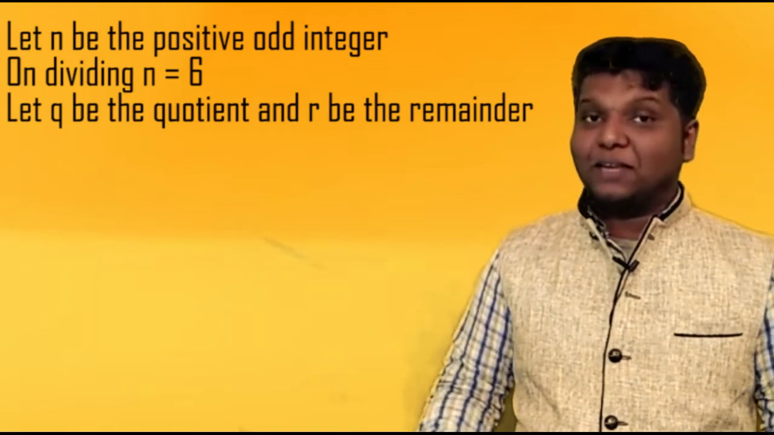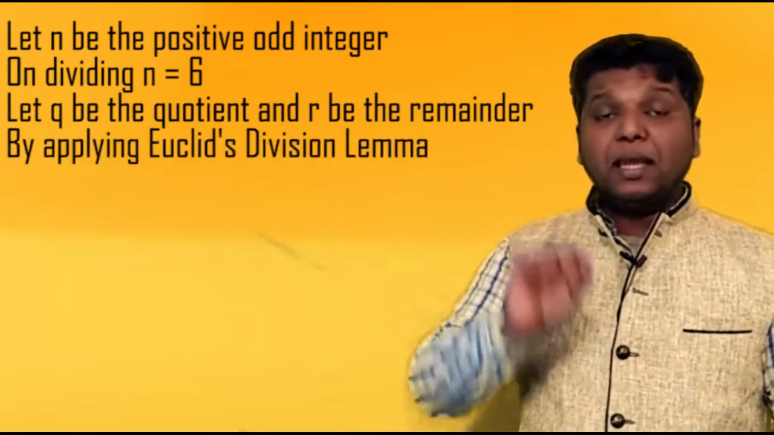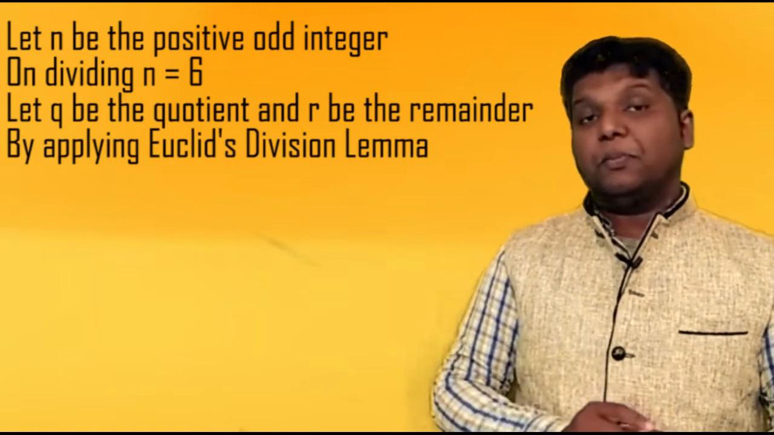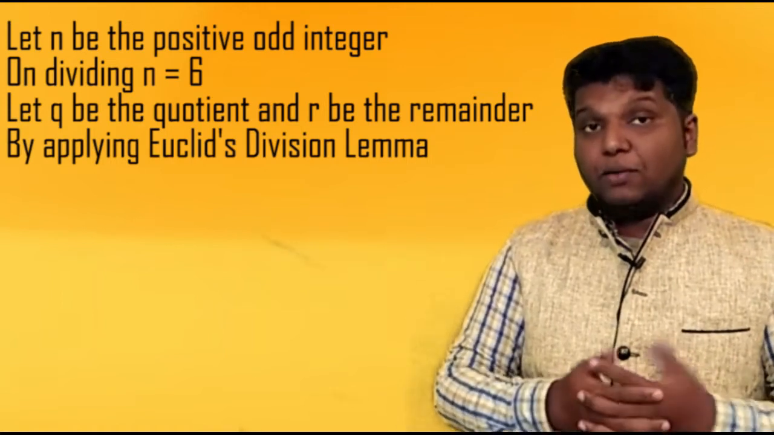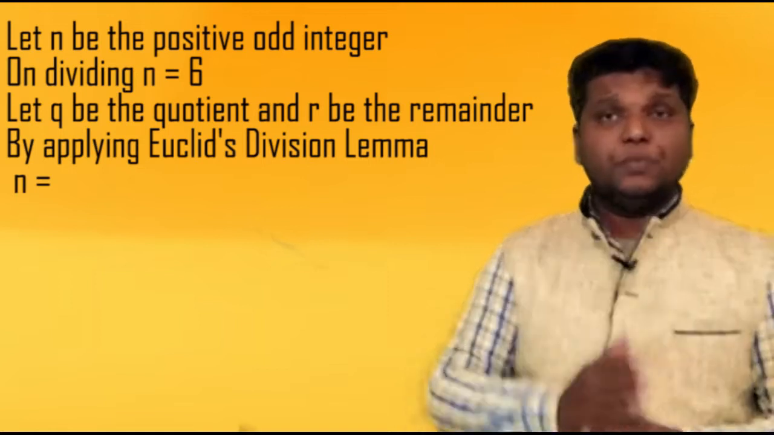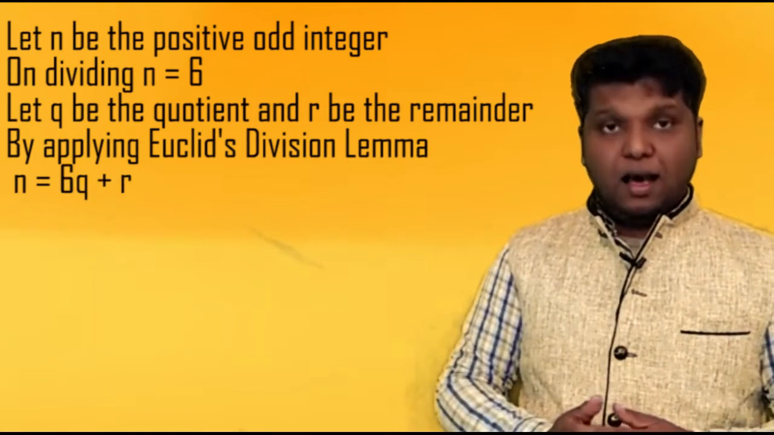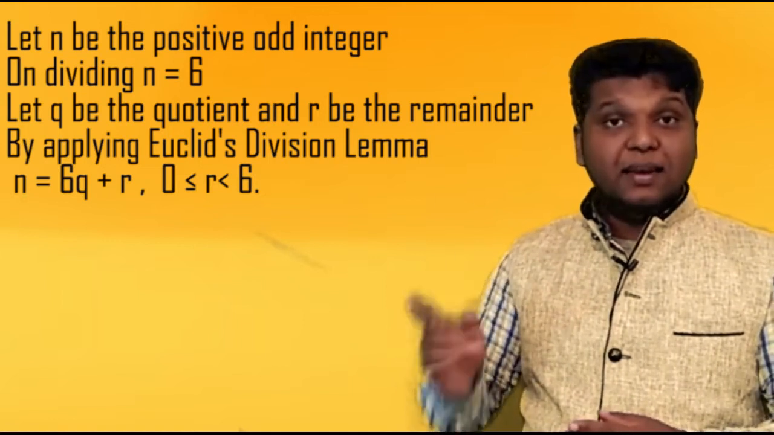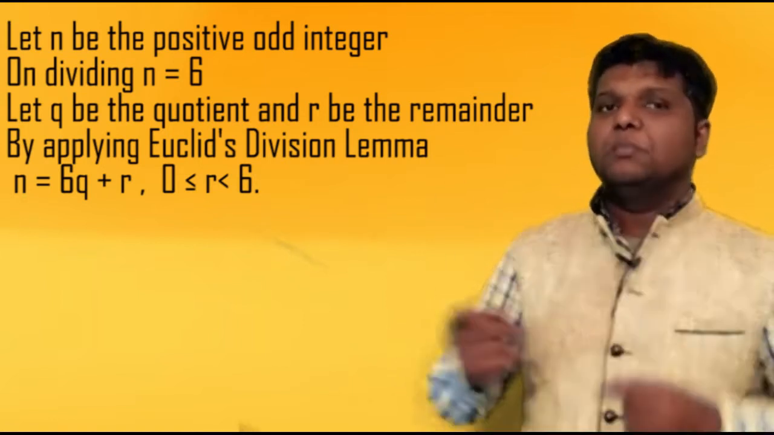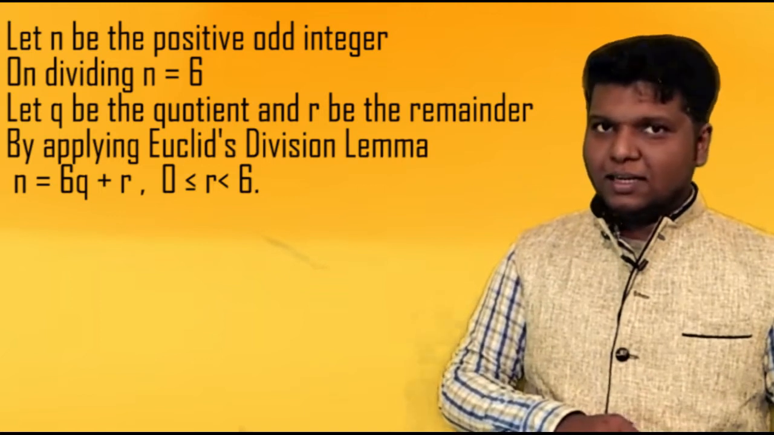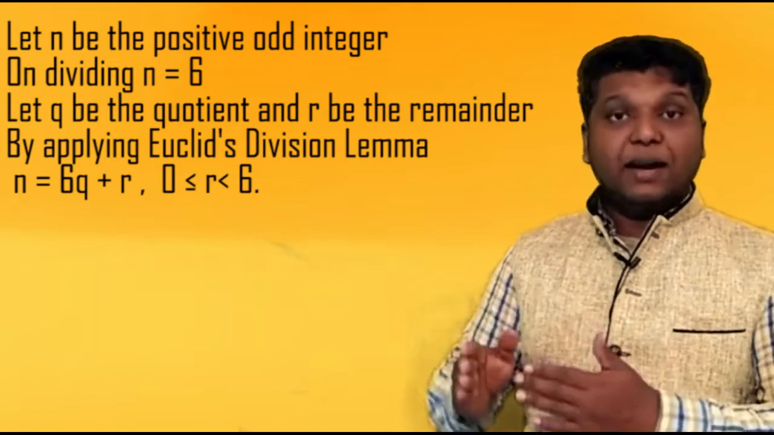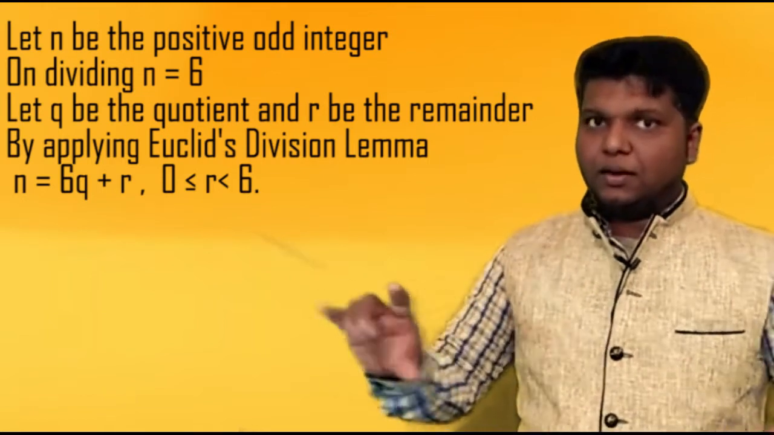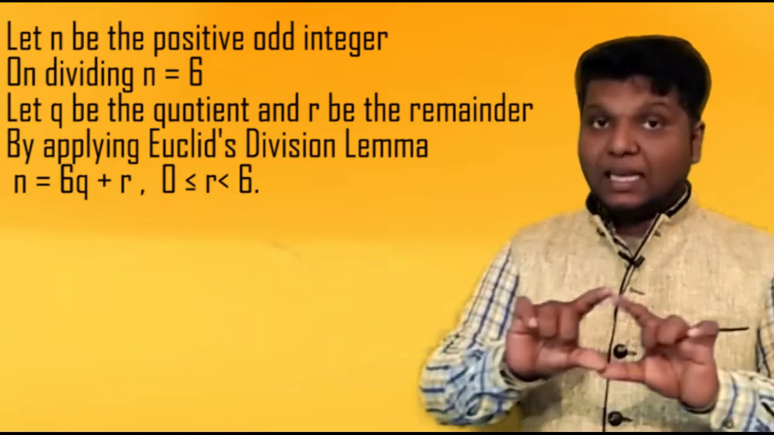So let's apply that one here. Next step, by applying Euclid's division lemma, what will you get? n is equal to 6q plus r, where 0 less than or equal to r less than 6. Why 6? Because here we are dividing by 6. Clear? That's why we are going to take it as 6 itself. Now with that lemma we got an equation.